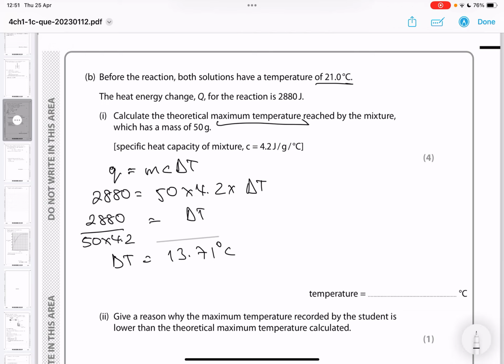reached by the mixture. So if the temperature of the original solution was 21 degrees Celsius and the temperature change was 13.71 degrees Celsius, the final temperature should be those added together, which is 34.7 degrees Celsius to 3 SF. So 34.7.